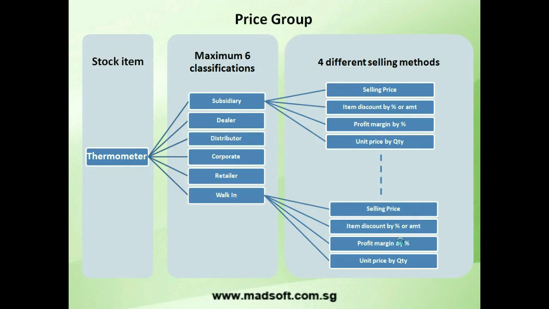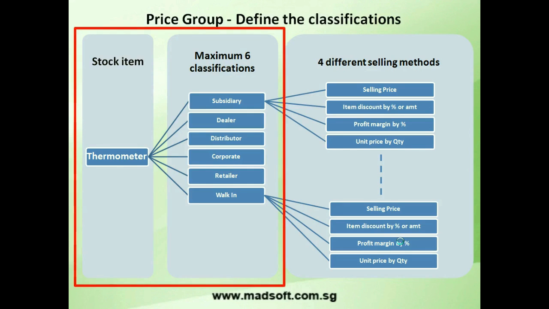The MadSoft price group feature allows us to define 4 different selling methods for a maximum of 6 different classifications of customers. The 4 different selling methods are: method number 1, setting different selling prices for different types of customers. Method number 2, setting discount in dollar amount or in percentage. Method number 3, define profit margin in percentage. And method number 4, set unit price by quantity.